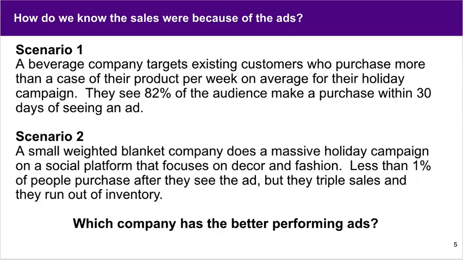So let's review these two scenarios. Please read both of these very quickly. All right, in scenario one, we have a beverage brand. Let's say it's Pepsi. They reach out to people who buy Pepsi. Then they see a lot of people who buy Pepsi after they see the ad. In scenario two, we have a smaller brand. They really pick up their ad spend, but almost no one who sees the ad buys the product, but all of a sudden they triple their sales. So who did better? To ask this a different way, which ad worked?